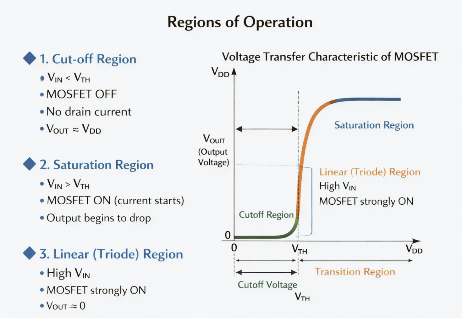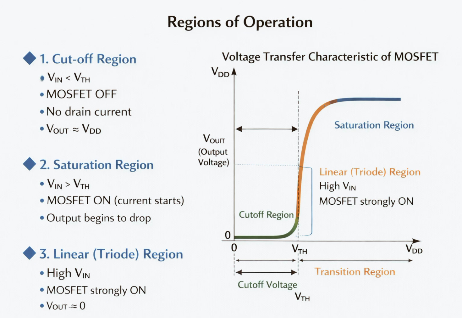In the saturation region, the input voltage exceeds the threshold voltage. The MOSFET begins to conduct, current flows, and the output voltage starts decreasing. This region represents the switching portion of the inverter. In the linear or triode region, the input voltage is high and the MOSFET is strongly on. The transistor behaves like a low resistance path, and the output voltage becomes nearly zero.